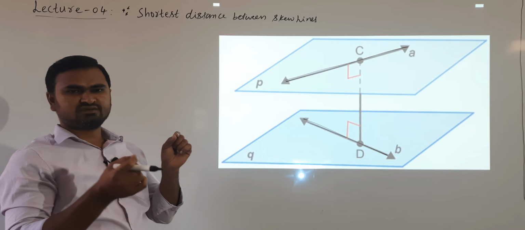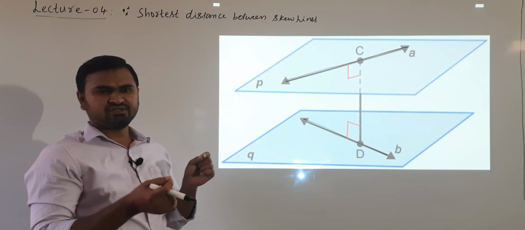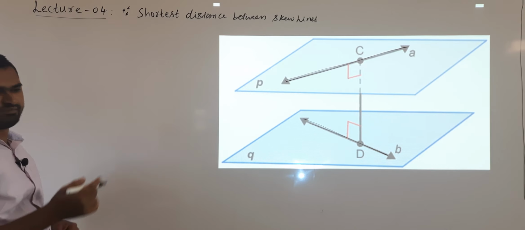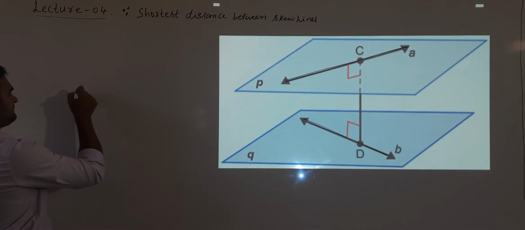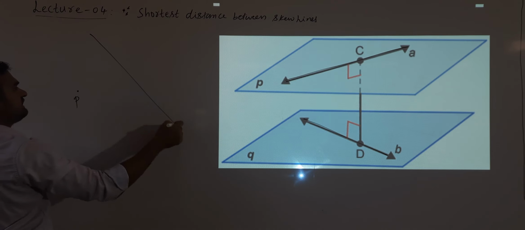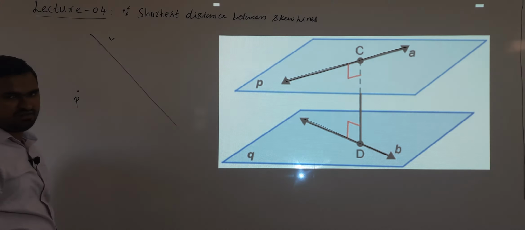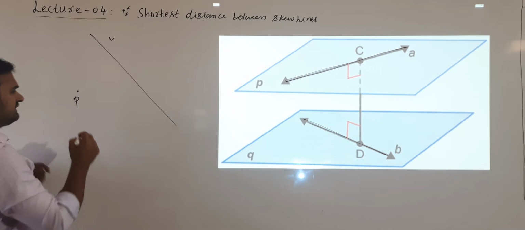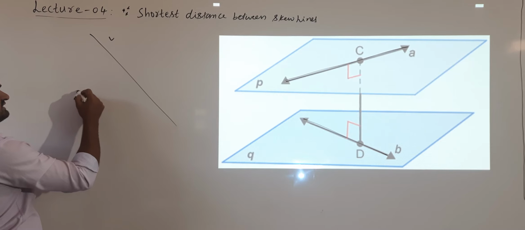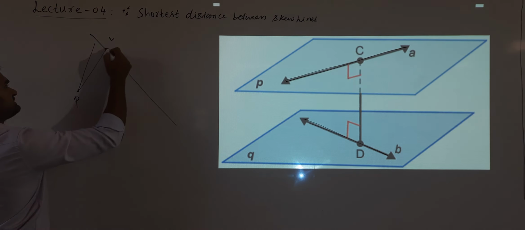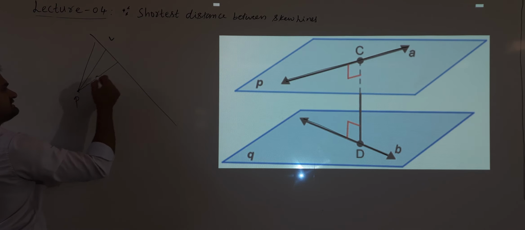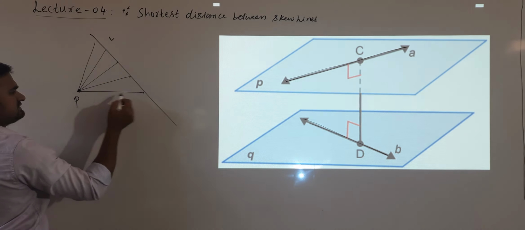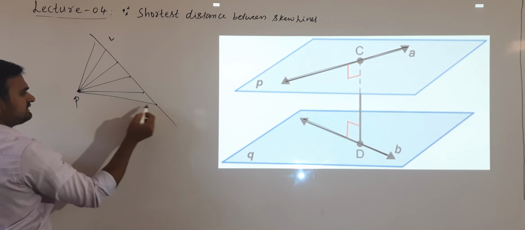Now, when the distance is shortest, first we will explain it in between a point and a line. Suppose there is a point P given and there is a line L. Now, what is meant by the distance of a point from the line? It means actually we can take infinitely many distances like this. This is the distance of point from line, this is also distance of point from line, this is also distance of point from line, like this.